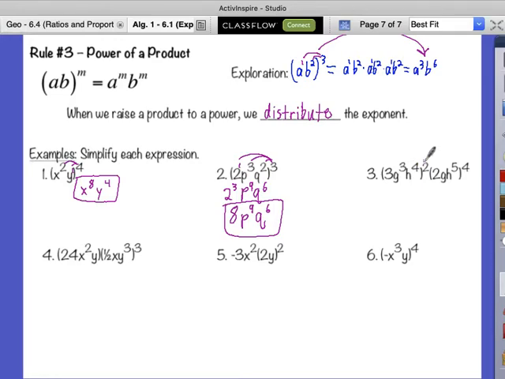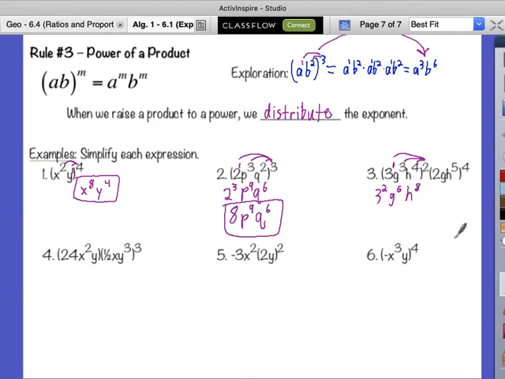Can we do anything with this exponent of 2? Yes. What can we do with that? We can distribute. There's 2 distributions. And so this is really 3 to the first. So it becomes 3 to the 2nd. This becomes g to the 6th. This becomes h to the 8th, very good.